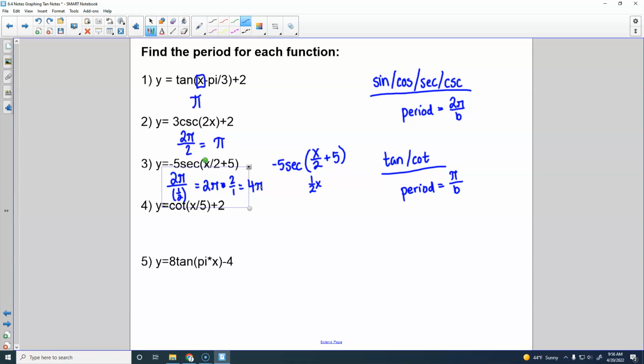So on number 4, when I see cotangent of x over 5, I want to think of that as 1/5 x. So because this is cotangent, I just do pi divided by 1/5. And dividing fractions is easy as pi. Flip the second and multiply. So we'll get 5 pi. And for our last one here, we're going to use pi. We will divide it by pi, which will just give us a period of 1 for that one.